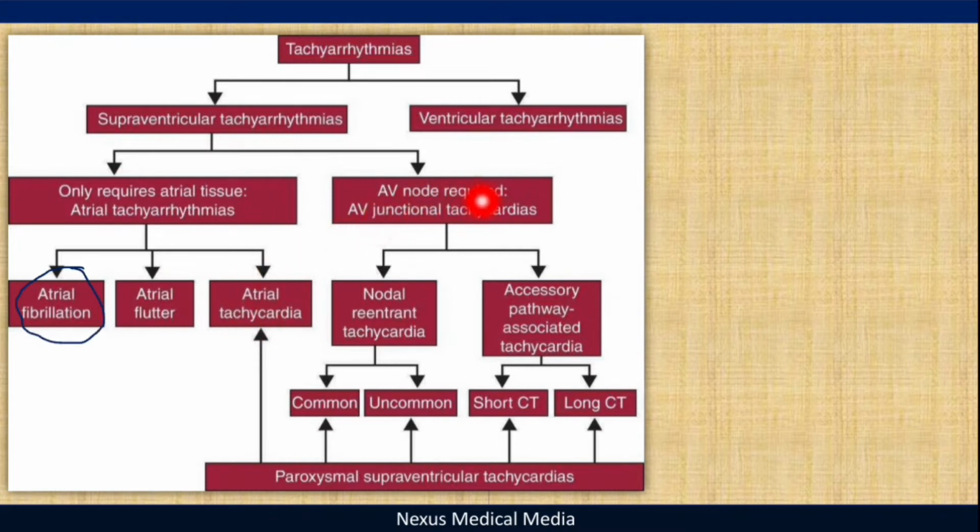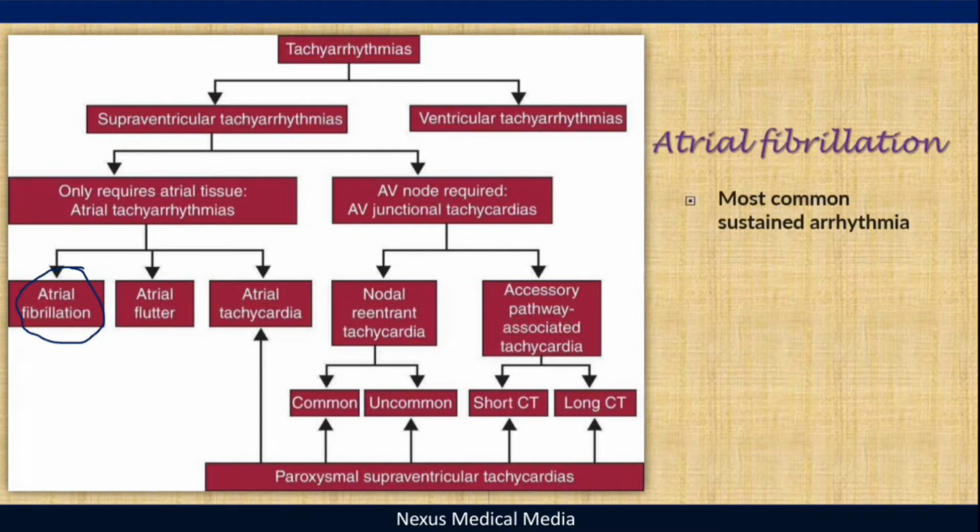And these ones require the AV node. They are called AV junctional tachycardia. All right, you have nodal re-entrant tachycardia, accessory pathway, etc. But now just focus on atrial fibrillation. Atrial fibrillation is the most common sustained arrhythmia. What is a sustained arrhythmia? It is an arrhythmia that lasts for more than 30 seconds.